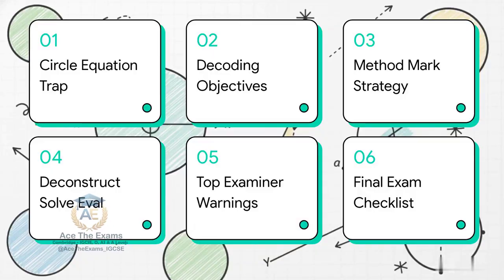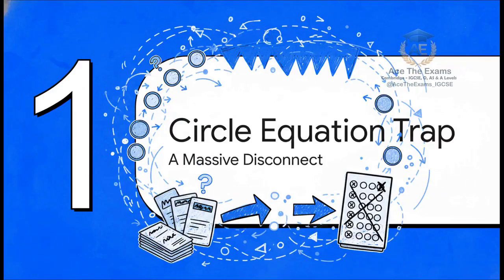Target orbit profile is confirmed. Here is our flight plan for today's mission. Phase 1, the circle equation trap. Phase 2, decoding objectives. Phase 3, the method mark strategy. Phase 4, deconstruct, solve, evaluate. Phase 5, top examiner warnings. And finally, Phase 6, the final exam checklist. Sequence locked. Let's move. Phase 1, the circle equation trap.